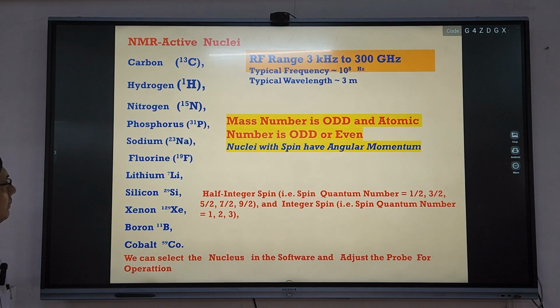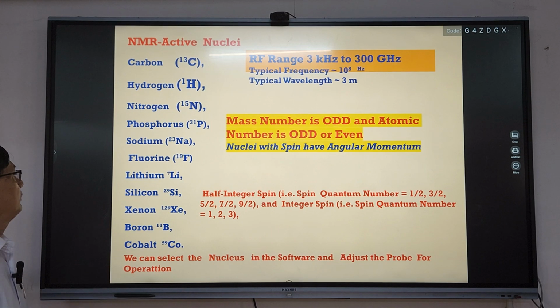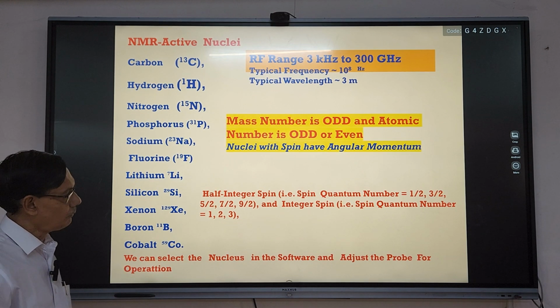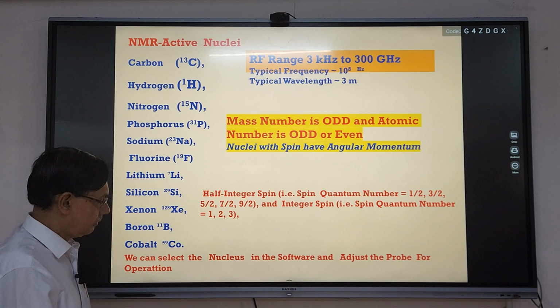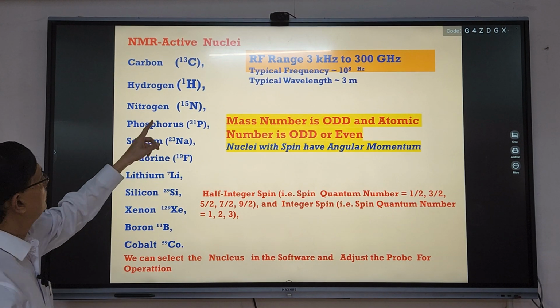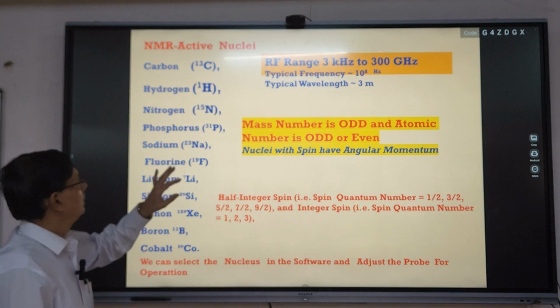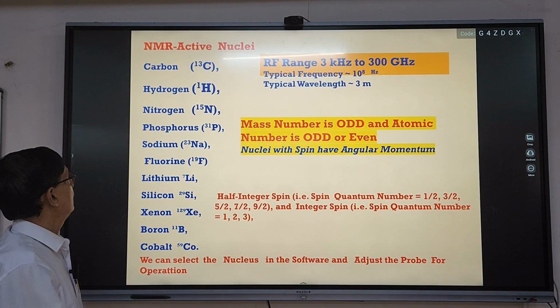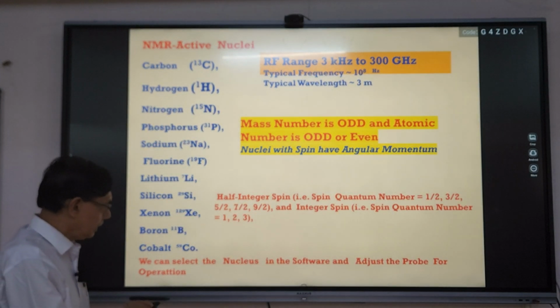And in most biological systems, you know that elements like phosphorus and sodium are very important. Therefore, of course, we can select the nucleus in the software and adjust the probe for such an operation. So that is the most fundamental point. The first thing is that such NMR active nuclei must be taken, but the most commonly used nuclei are carbon 13 or hydrogen, nitrogen 15 NMR and others. For some biological studies we are using other types of nuclei also.